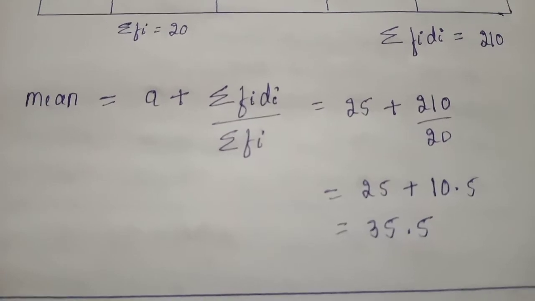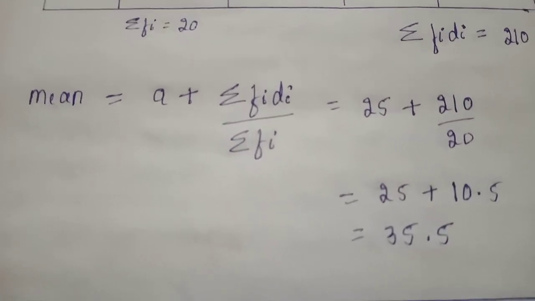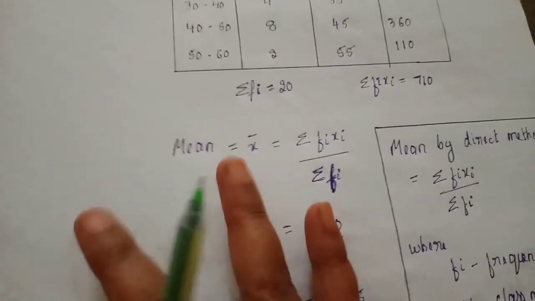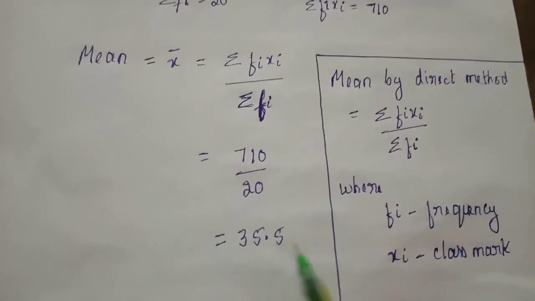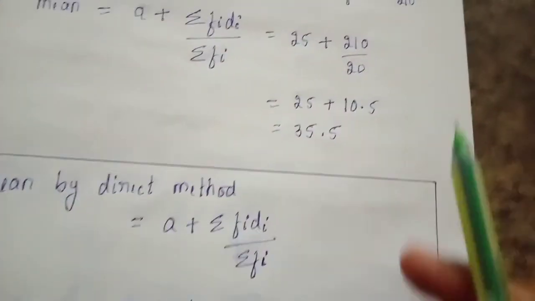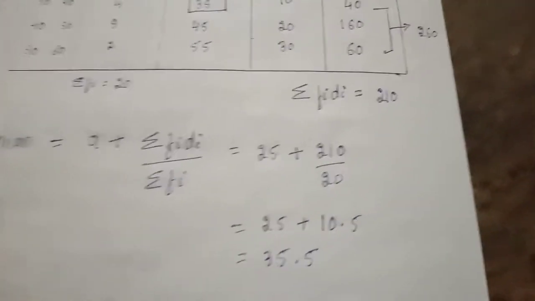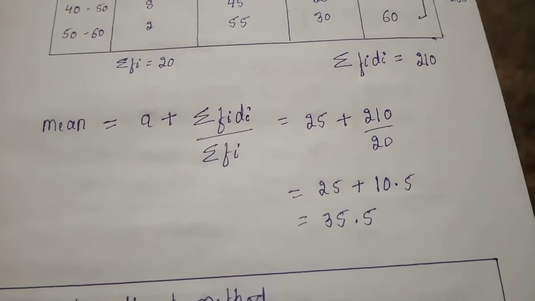So let us check the answer. What I did in the previous method, that is the direct method, is the mean answer the same as this or different? You can see in the previous question we found the mean by the direct method. What did we get? 35.5. So here also we got 35.5. So whichever method you use, the answer remains the same in grouped data.